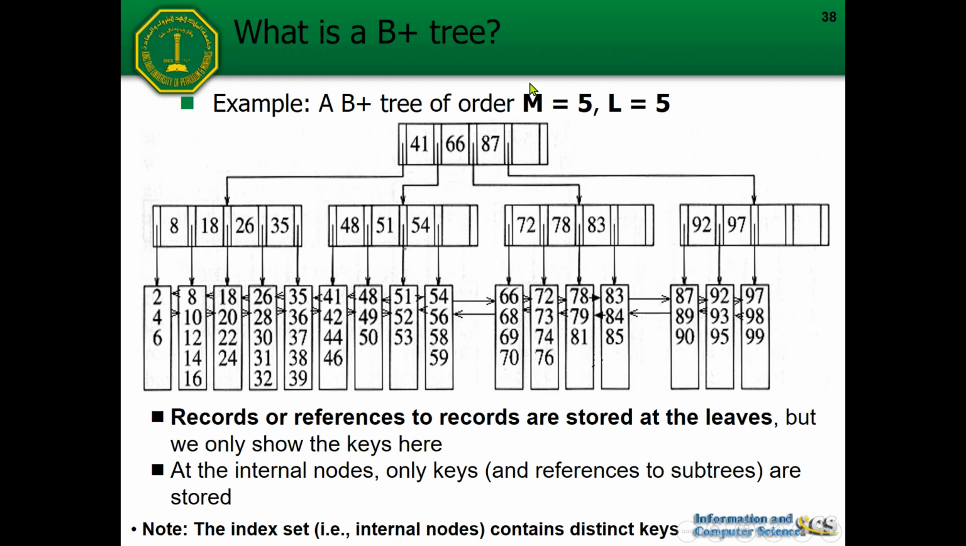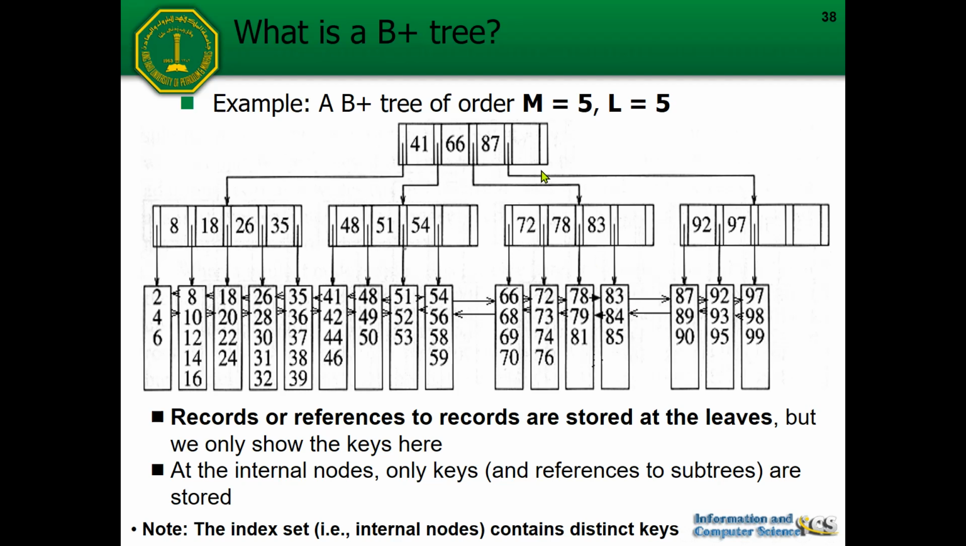So the M corresponds to the order of the root and internal nodes. The concept of the M is similar to the B tree. So it is like the maximum number of subtrees that is allowed in the root and internal nodes. The L is the order for the leaf. The L is the maximum allowed number of keys in the leaf.